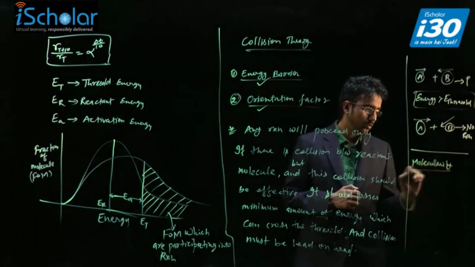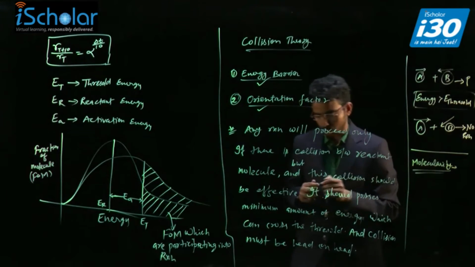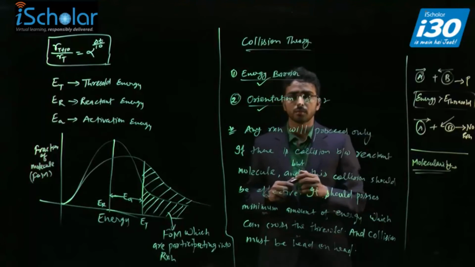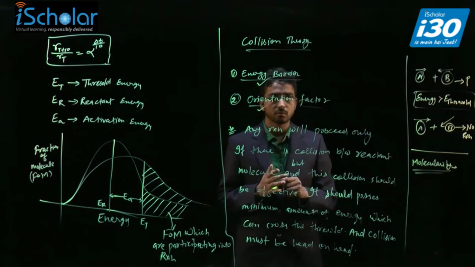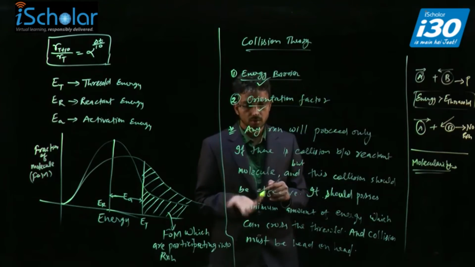Molecularity क्या है? अगर यहाँ पे मैं definition दूं, molecularity क्या है? Molecularity is the minimum number of molecules. It is the minimum number of molecules by which effective collision product is formed.